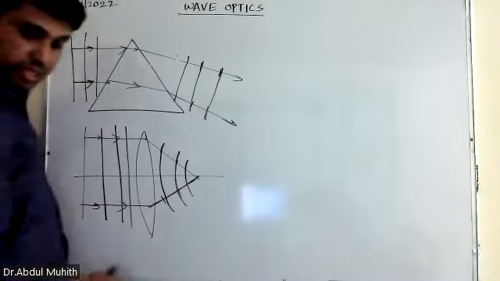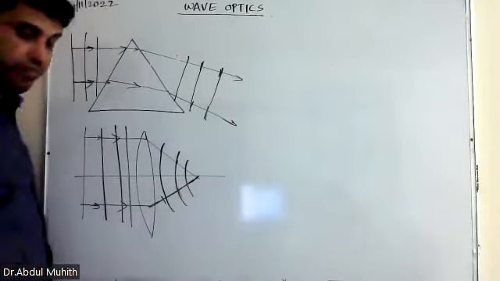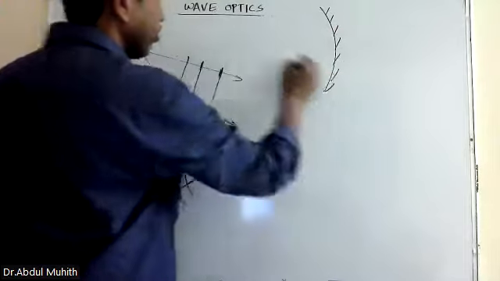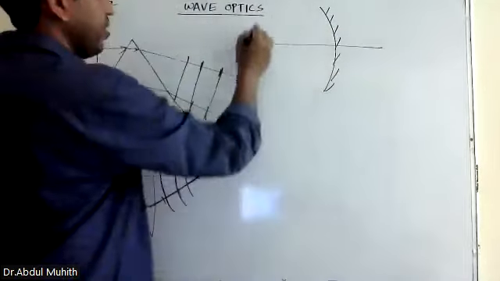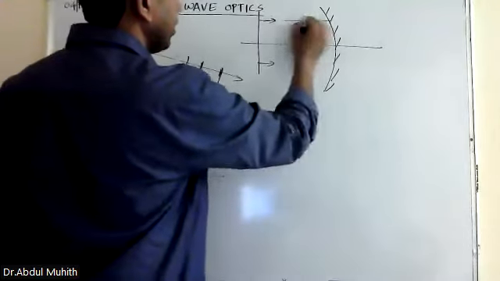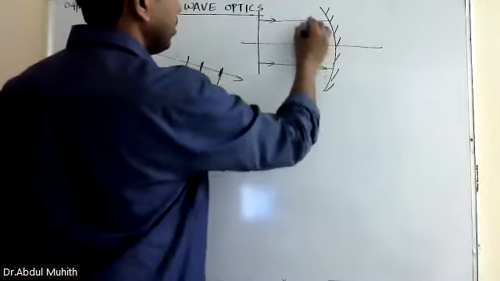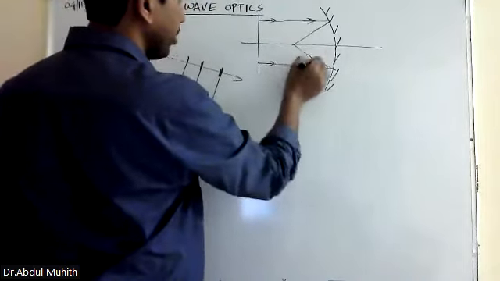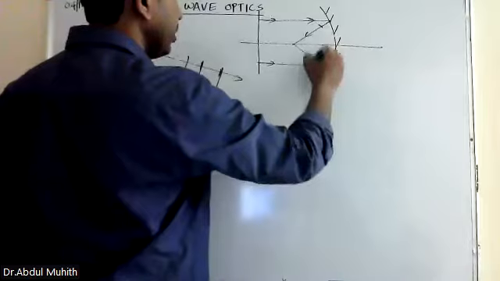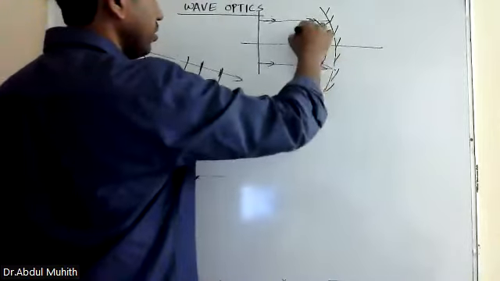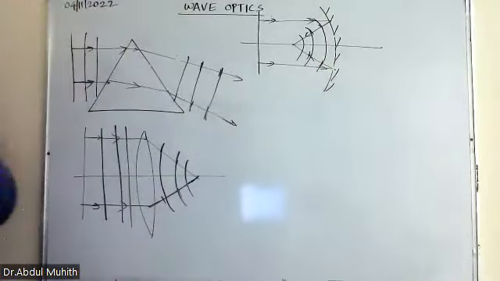Next one is about a concave mirror. In the concave mirror, these are the rays. After reflection, they converge to a point. So this is a converging point. Clear?